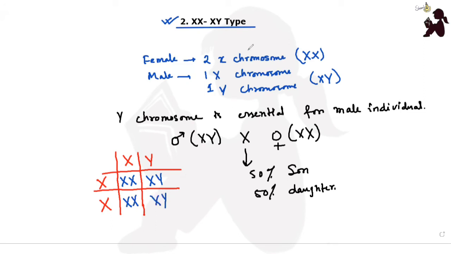So here these two with the XY and XY genotype will produce male individuals, and these two with the XX and XX genotype will produce female individuals. Okay, so here the ratio of male and female in the offspring will be 1:1. Okay, so this was all about the XX and XY type of sex determination.